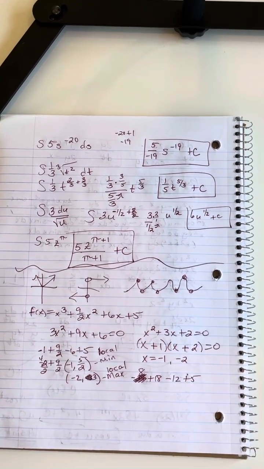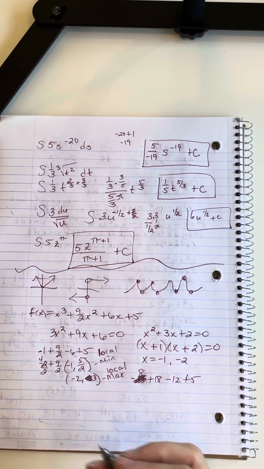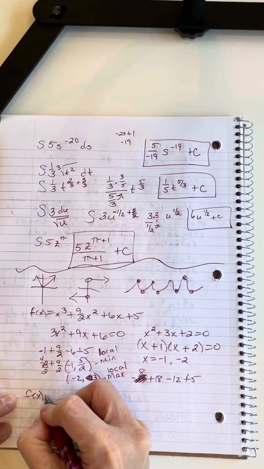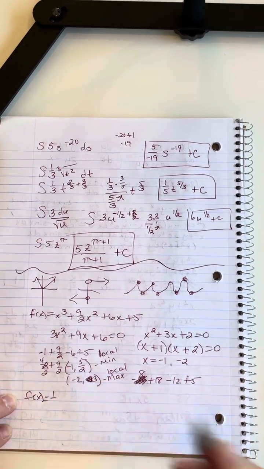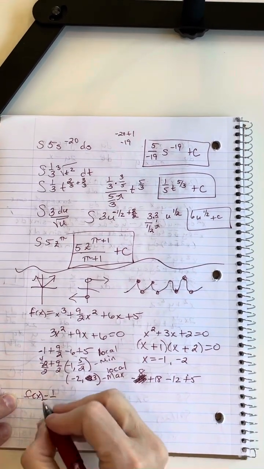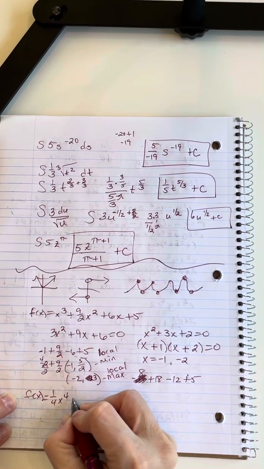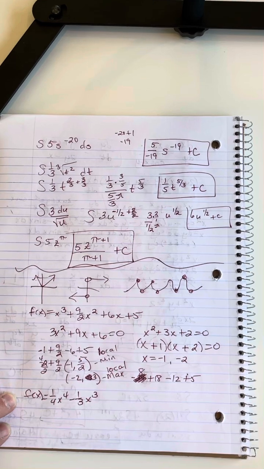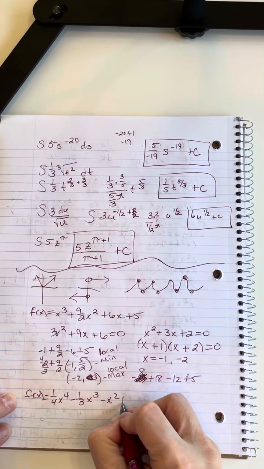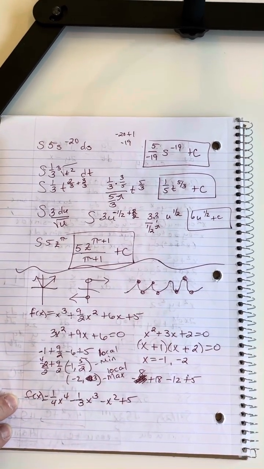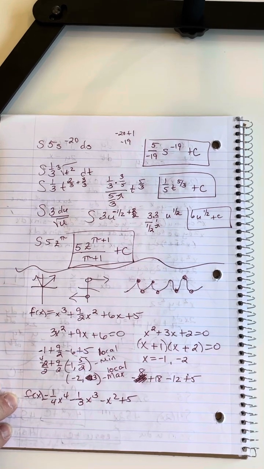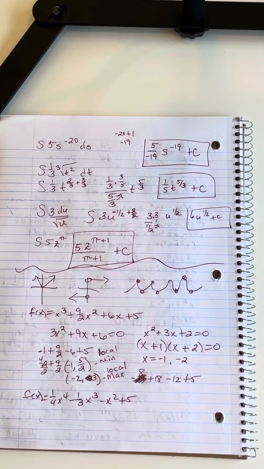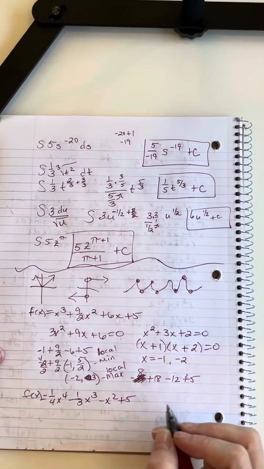Okay, example 2. Find the critical numbers of the function f of x equals 1/4 x to the 4th minus 1/3 x cubed minus x squared plus 5. Indicate where the relative maximum and relative minimum are. I called it local max and min, but they're calling it relative, same thing. So we're going to differentiate again.